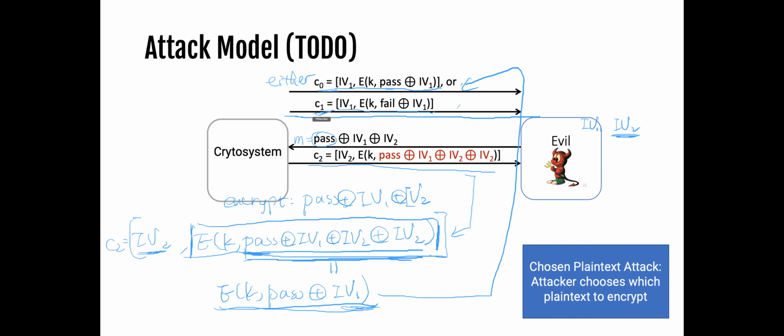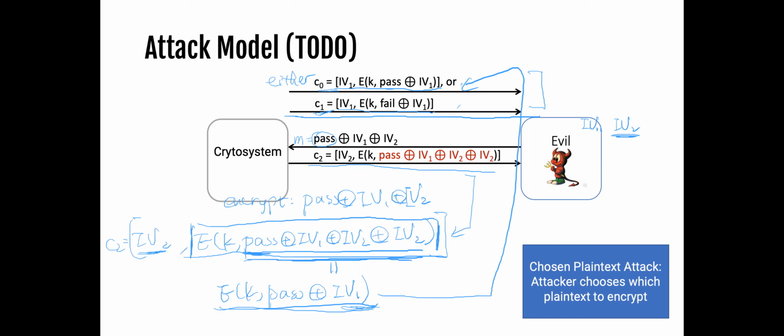Any questions? I really want to pause here because I know this might be a little bit hard to understand. So if you have questions, please let me know. So this is how they find the key, right? No, this is not the way that he finds the key. This is the way that Evil tells what the previous message is.